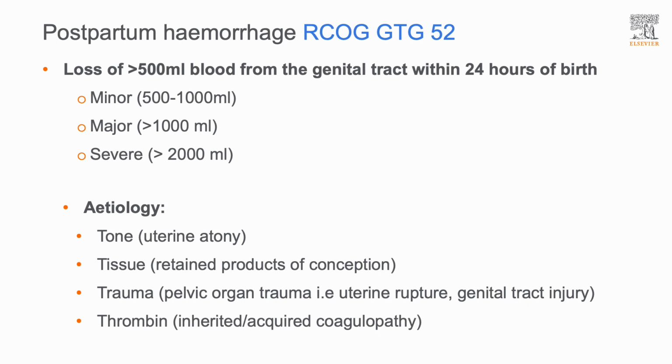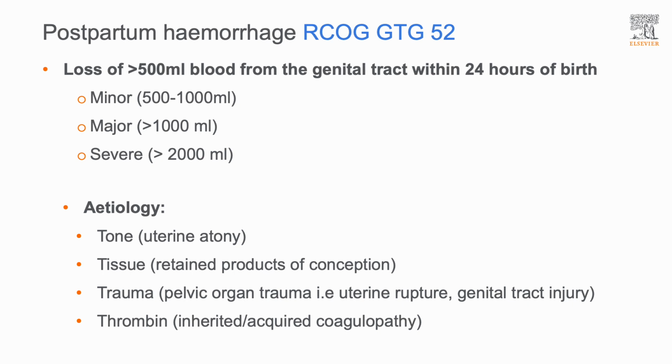Postpartum hemorrhages are classified based on the extent of blood loss. So a minor postpartum hemorrhage is between 500 to 1,000 mLs of blood loss. A major postpartum hemorrhage is with over 1 litre of blood loss, and a severe postpartum hemorrhage is with over 2 litres of blood loss.